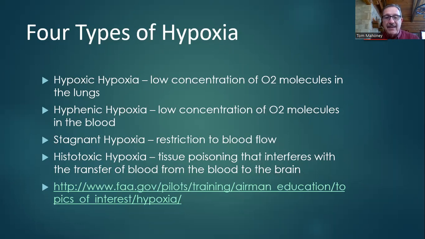And of course, we have stagnant hypoxia. That's the restriction of blood flow. So what can happen is you can be having a heart attack and your heart muscle is not pumping oxygen through your body effectively. And that's considered to be stagnant hypoxia. If you put a tourniquet around your arm, cutting off the blood going to the rest of your arm, that is also considered stagnant hypoxia.